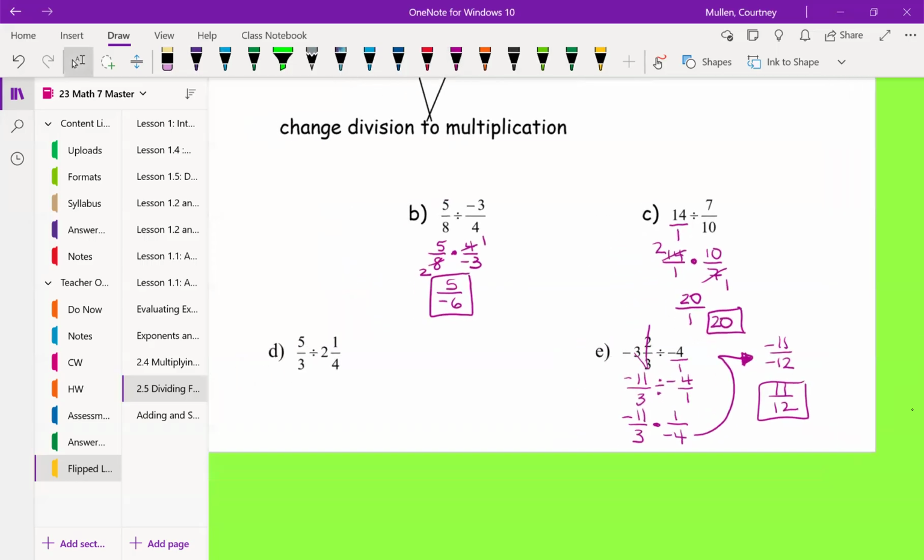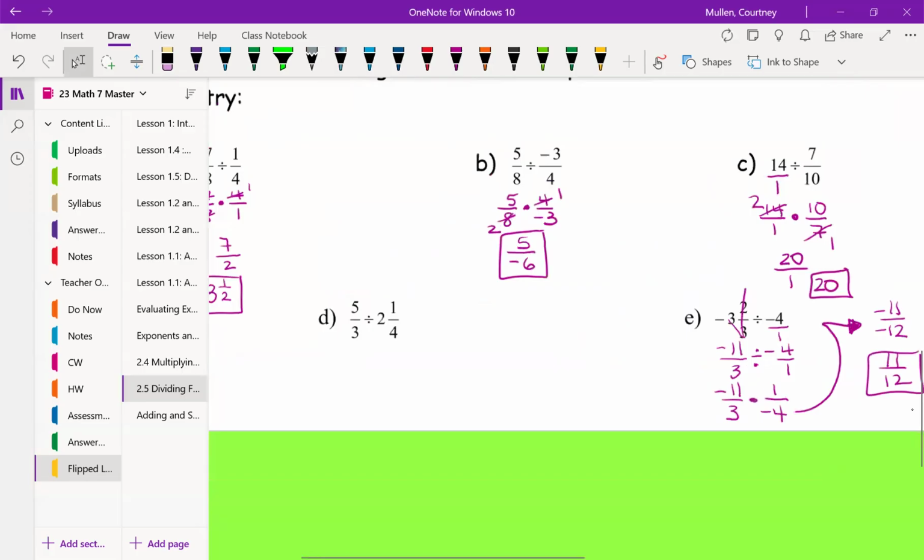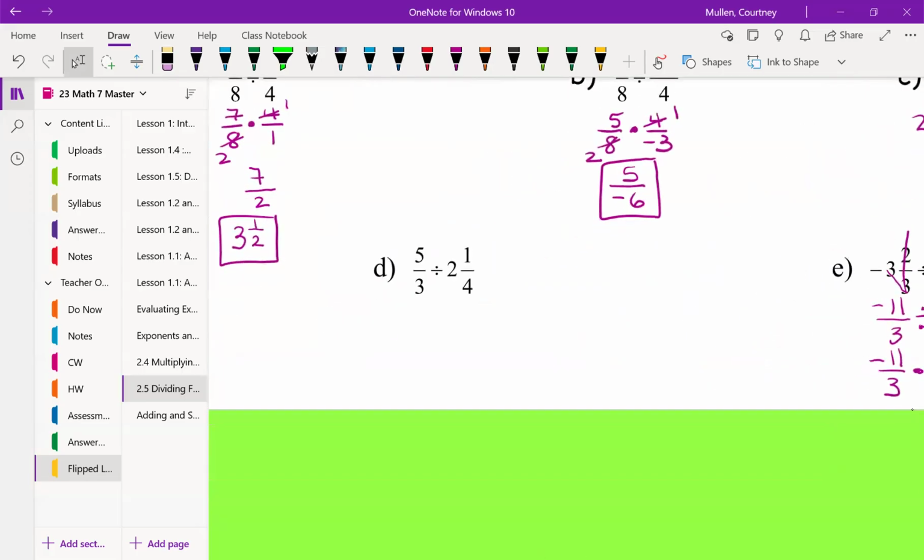And our last problem together, take a look at D. So before we change or do the reciprocal of the second fraction, what do you think we need to do? Right, we need to convert that fraction into an improper fraction. So we'll keep the 5/3. We're going to keep the division. Don't change it yet. 2 times 4 is 8, plus 1 is 9. Once you've converted to an improper fraction, now you're ready.